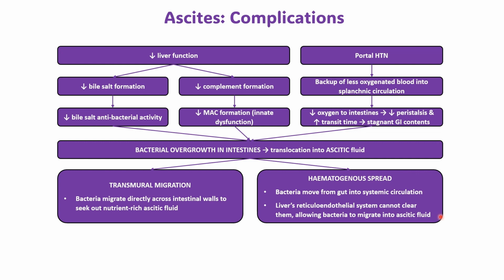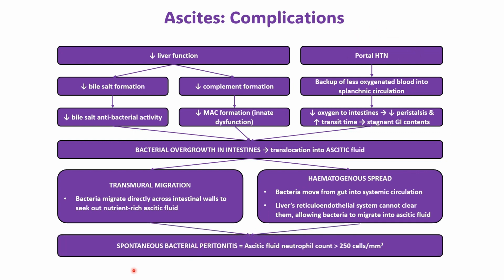And then other complications, which I've mentioned in the previous cirrhosis video, related to ascites, are hepatorenal syndrome and also hyponatremia, which are related to portal hypertension, remember. Okay, and then as a result of either of these two processes, we have spontaneous bacterial peritonitis, which I'll reiterate is where we have an ascitic fluid neutrophil count, remember neutrophils are granulocytes, greater than 250 cells per millimeter cubed.